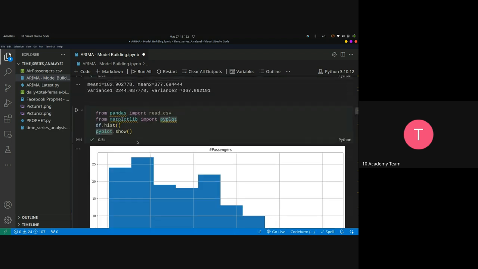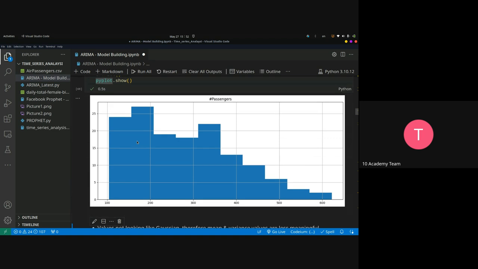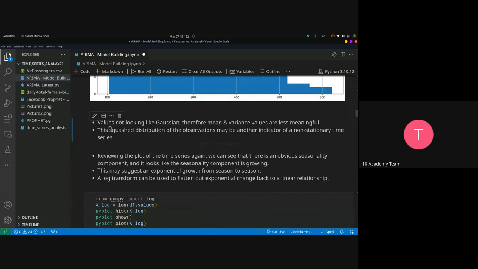If we do the histogram, as you can see, it's a squashed distribution. The values don't look Gaussian, therefore mean and variance values are less meaningful in this case. This squashed distribution of observations may be another indicator of a non-stationary time series. Reviewing the plot of the time series again, we can see there is an obvious seasonality component, and it looks like the seasonal component is also growing. That means we have a trend. This may suggest an exponential growth from season to season.